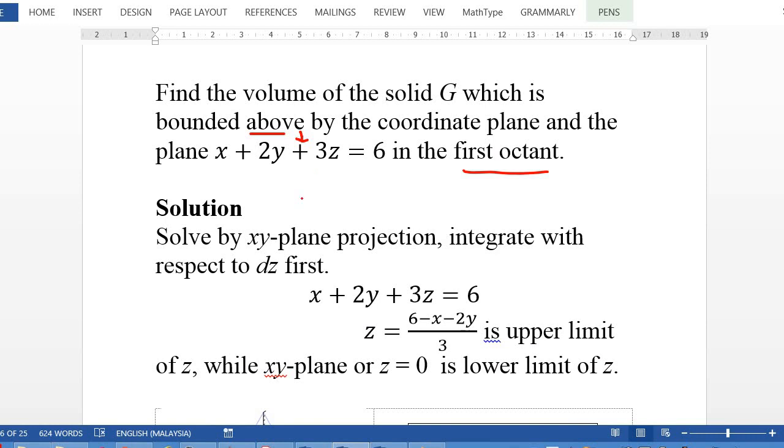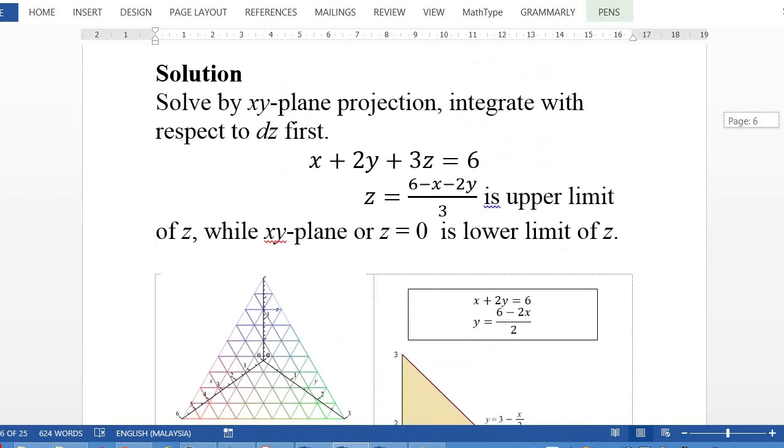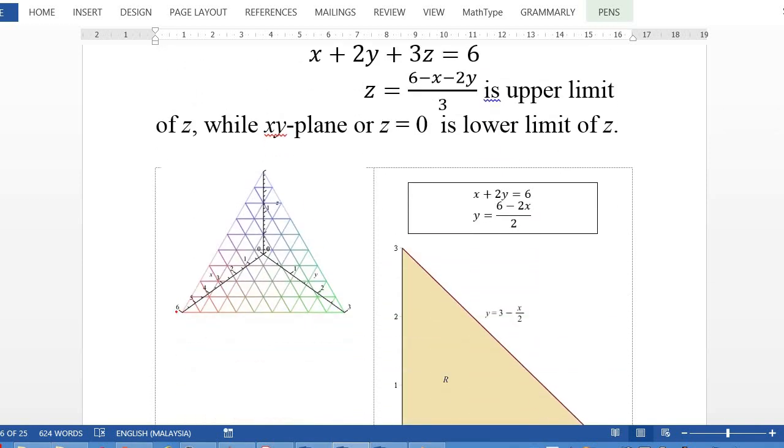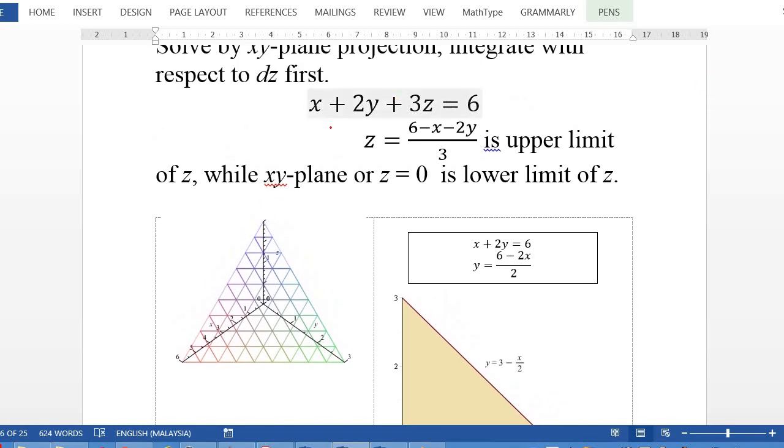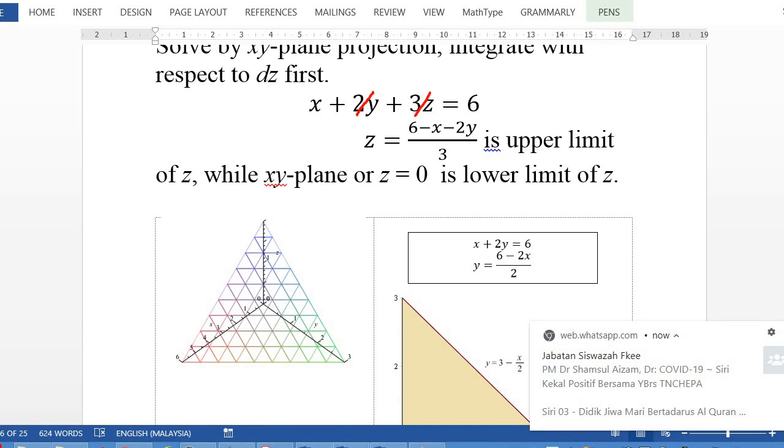So first of all, we look at this tetrahedron plane x plus 2y plus 3z equal to 6. The x-intercept is 6, y is 3, z is 2. How do I get it? From the surface x plus 2y plus 3z equal to 6. To get the x-intercept, you let y equal 0, z equal 0. That's why you get x equal to 6.